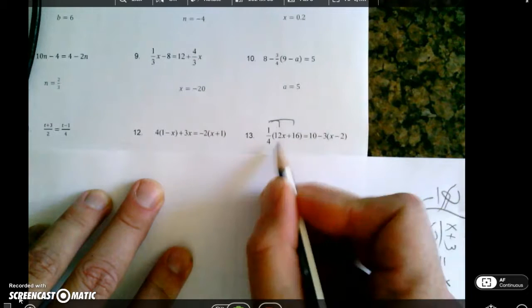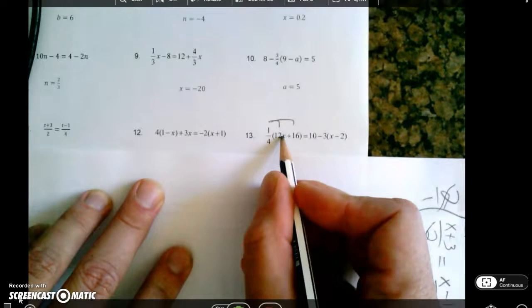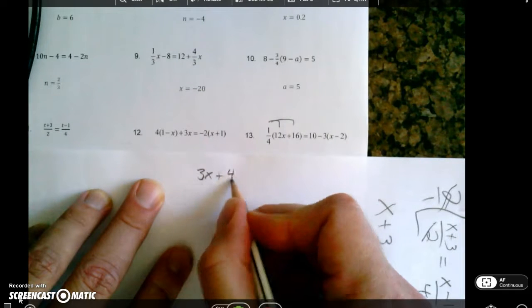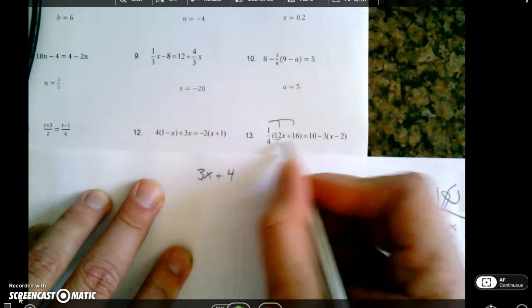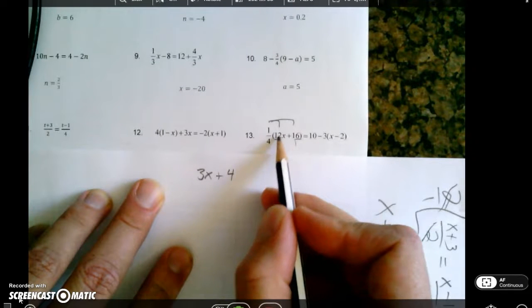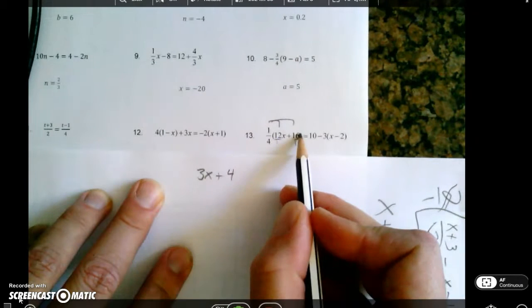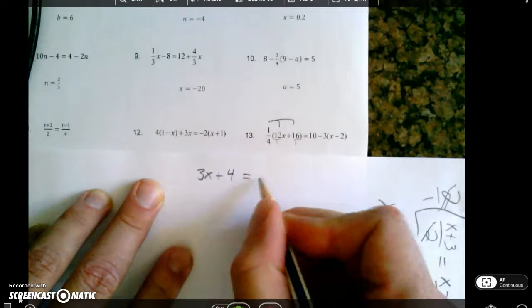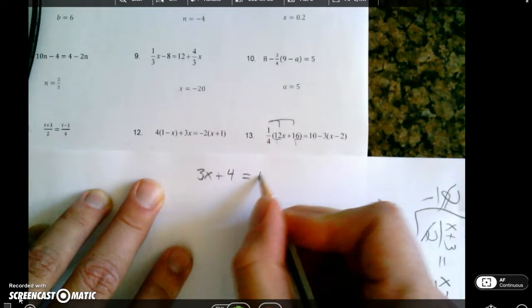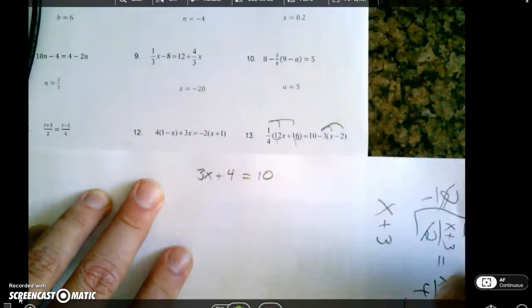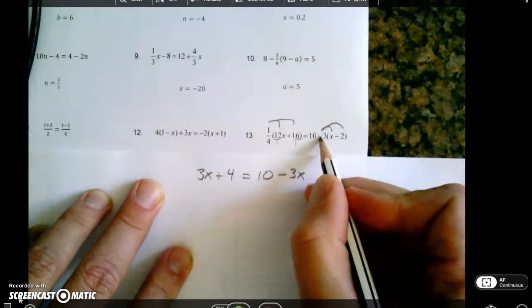So 1/4 times 12, a fourth of 12x is 3x. A fourth of 16 is 4. And what you're really doing is you're really just simplifying that. See how that's 1 times 12 over 4 is 3, and 1 times 16 over 4 is 4, equals 10 minus 3. So let's see, I'm distributing a negative 3 here. So negative 3x, and a negative times a negative is a positive 6.